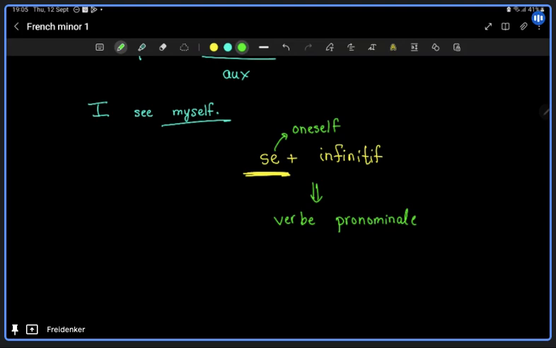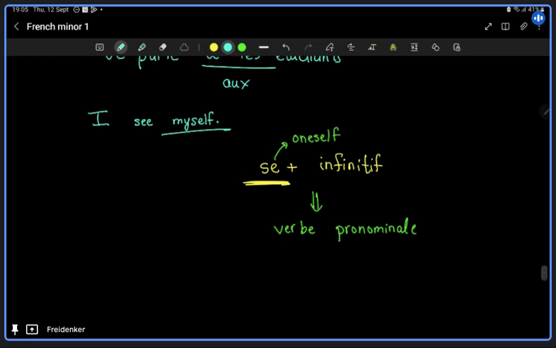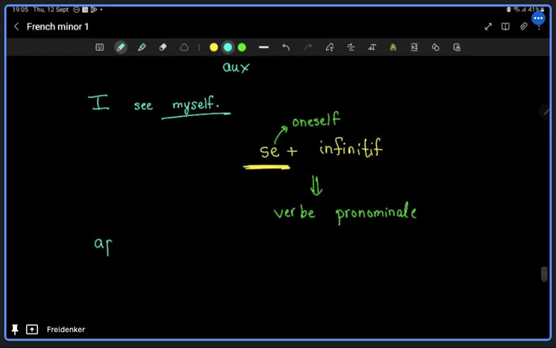Okay, we were looking at the conjugation of se. Se means oneself. So let me give some examples. Appeler means to call. S'appeler means to call oneself.